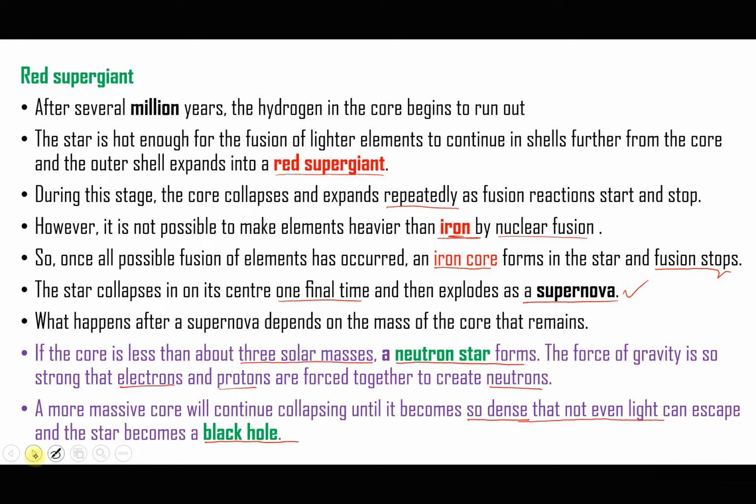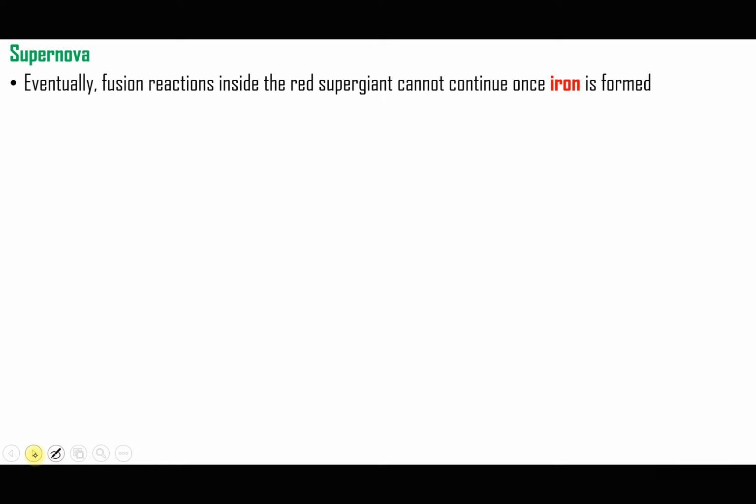What is a supernova? Let's briefly talk about a supernova differently. We have said that eventually fusion reactions inside the red supergiants cannot continue as soon as iron is formed. Initially, we started with hydrogen. When hydrogen is used up, the core collapses, and heavier elements such as helium, which are formed, then fuse to form others such as carbon.